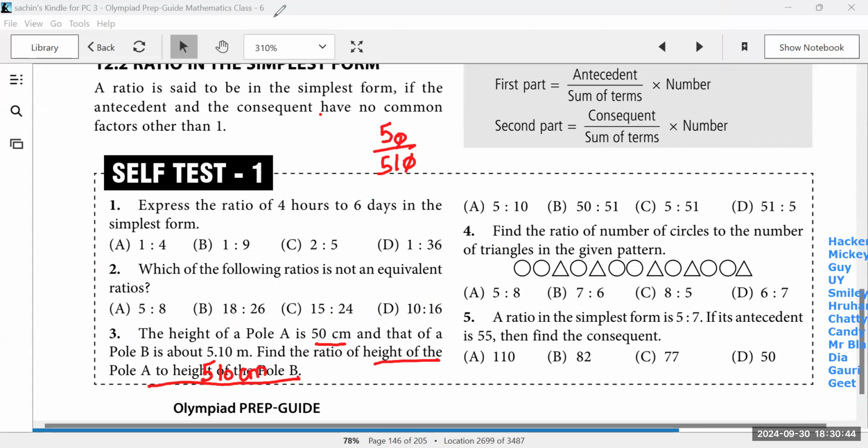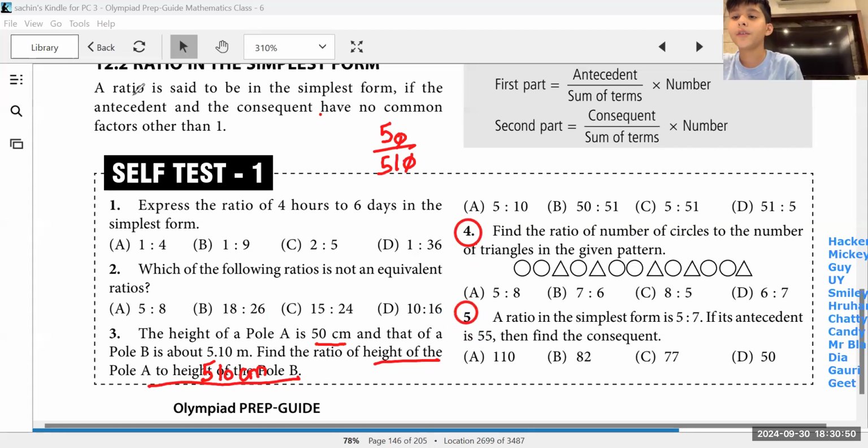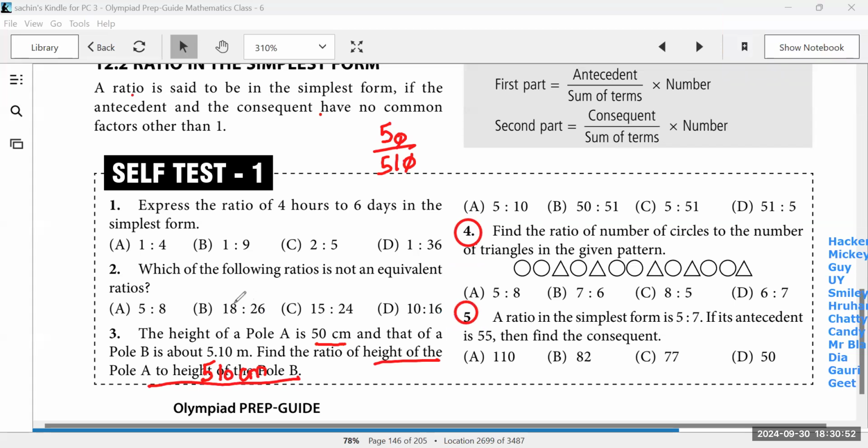So what was the ratio of B part? So sir, the answer will be 50 by 510, which is 5 by 51, right? Yes, 5 by 51. The B part is 9 by 13, and the rest are 5 by 8.